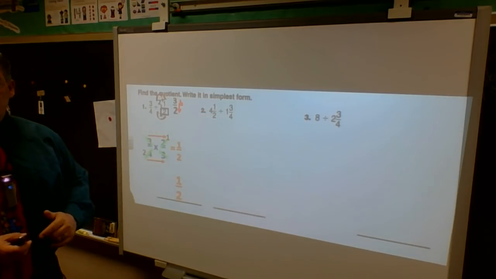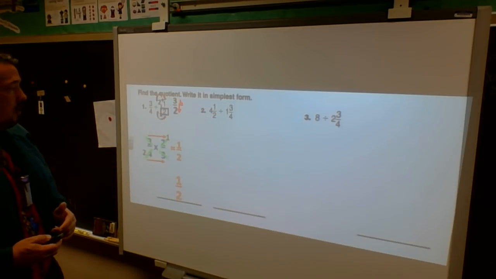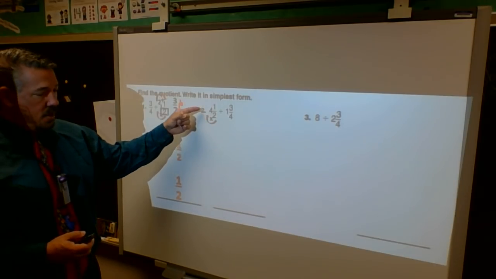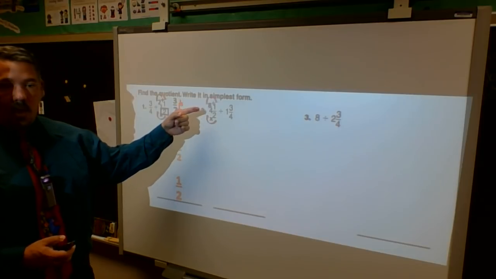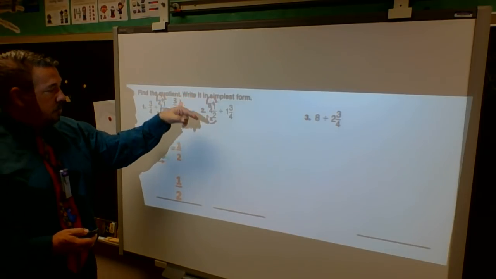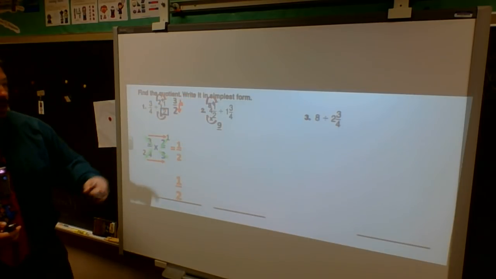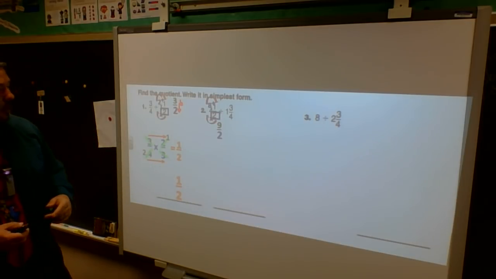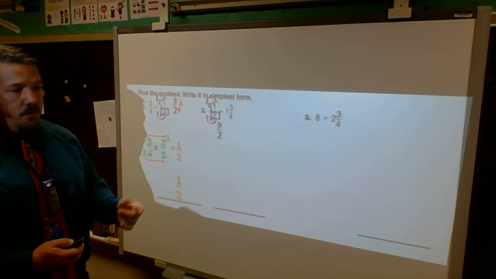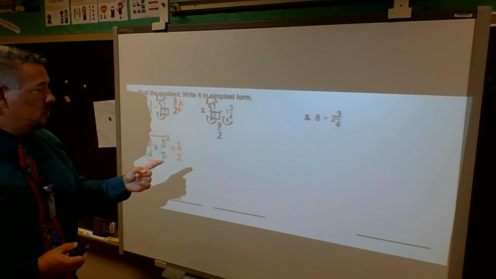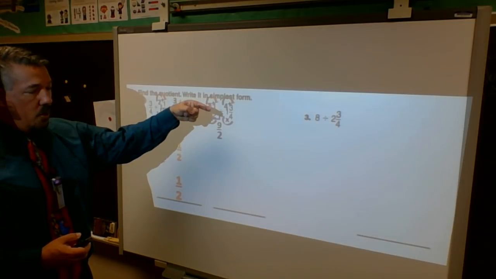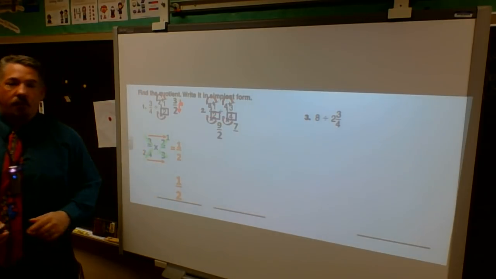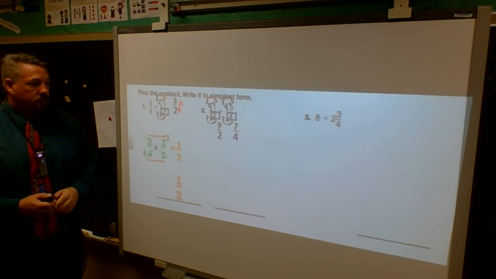Can't have mixed numbers in my math problem here. So I have to change them into improper fractions. 2 times 4 gives me 8. Then I add 8 plus 1 is 9. I keep my denominator of 2 the same. Start at the bottom. 4 times 1 is 4. 4 plus the numerator of 3 gives me 7. And I have to keep my denominator of 4 the same.